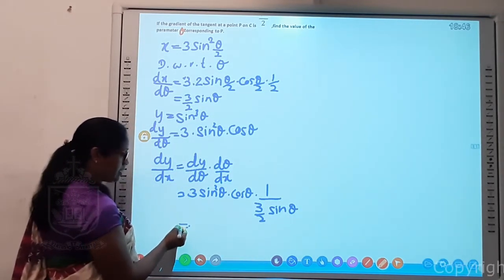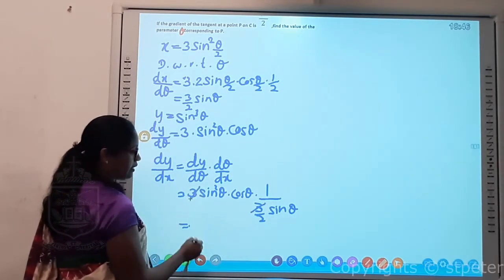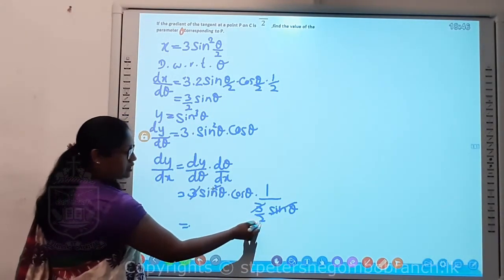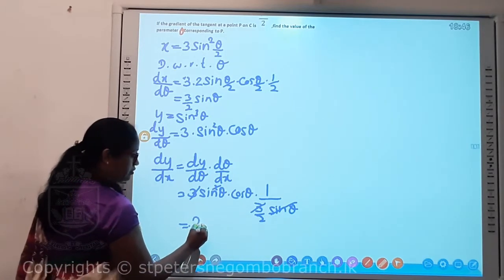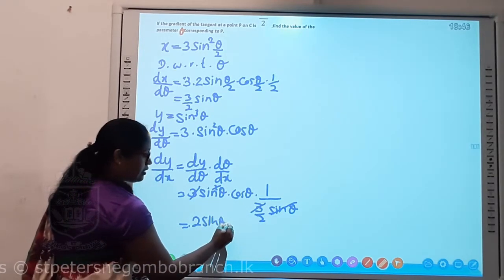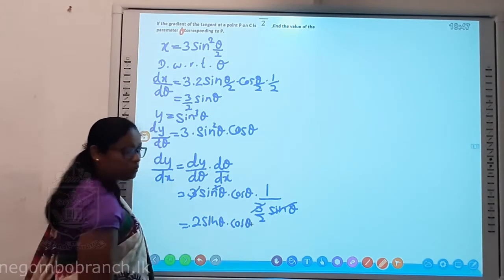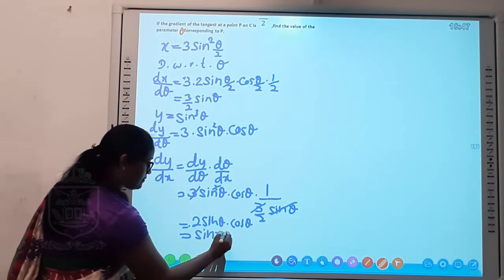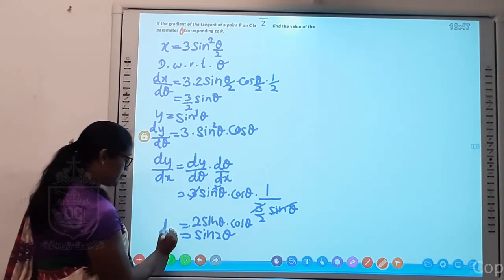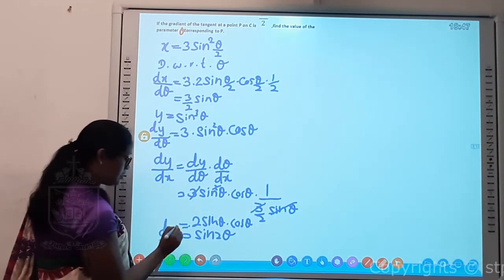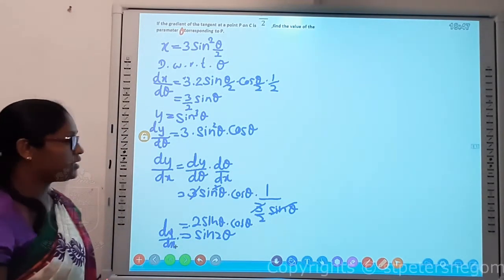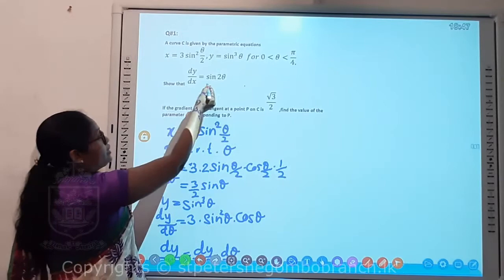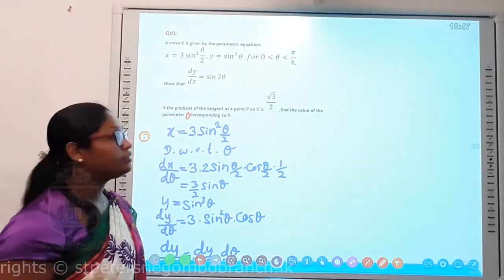We'll just simplify this. This 3 and this 3 can be cancelled, and one sine theta can be cancelled, and we can bring this 2 to the numerator. So it will be 2 sine theta cos theta. 2 sine theta cos theta we can write as sine 2 theta. So dy over dx is equal to sine 2 theta, that's what we wanted to prove in the first part of this question.